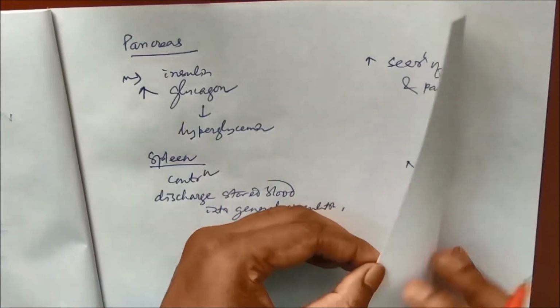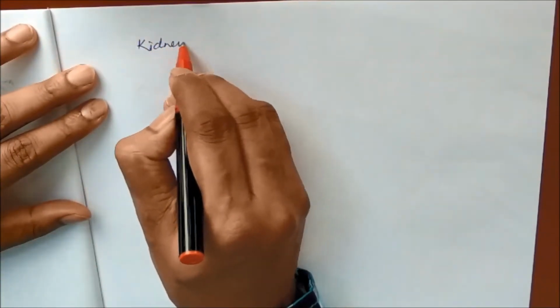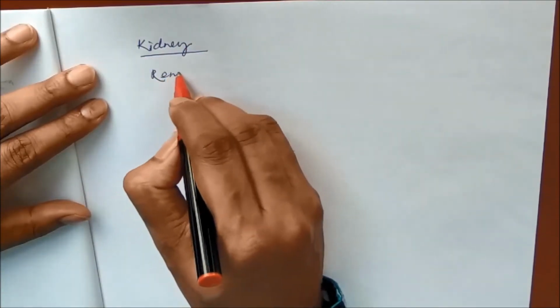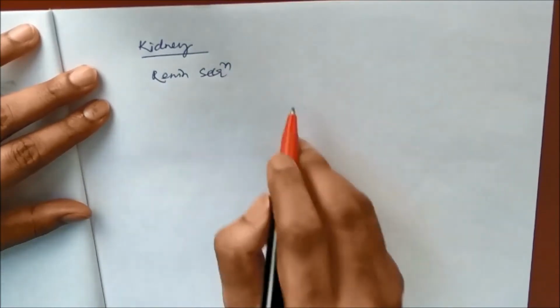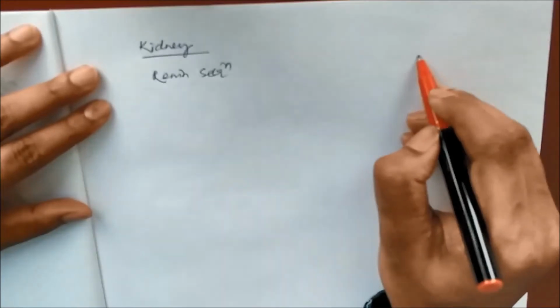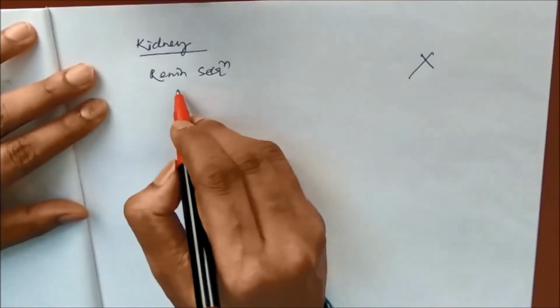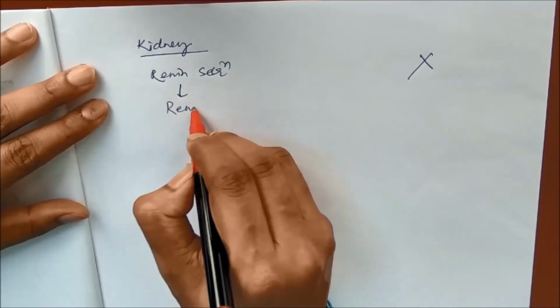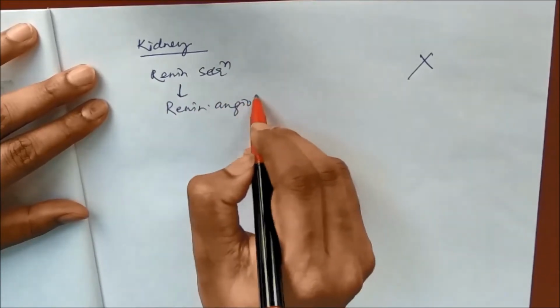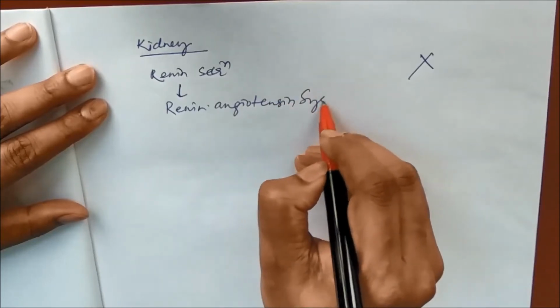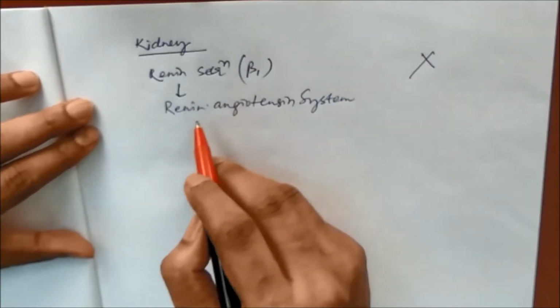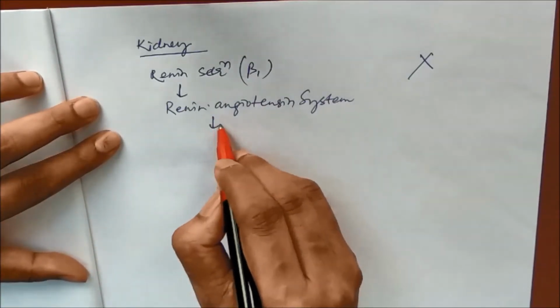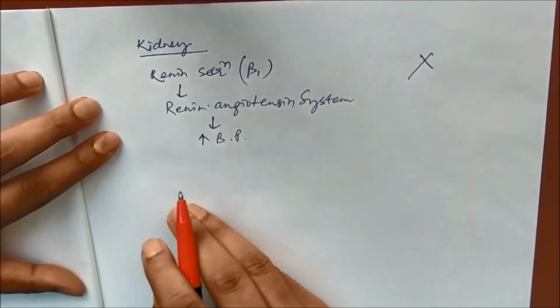Then we will go to kidney, and in kidney there are two actions. One is renin secretion, and renin secretion is again sympathetic activity, no parasympathetic innervation. So renin secretion activates the renin-angiotensin system, and the renin-angiotensin system is again beta 1 regulated. Okay, so the kidney secretes renin, the renin-angiotensin system activates, and this will increase the blood pressure.